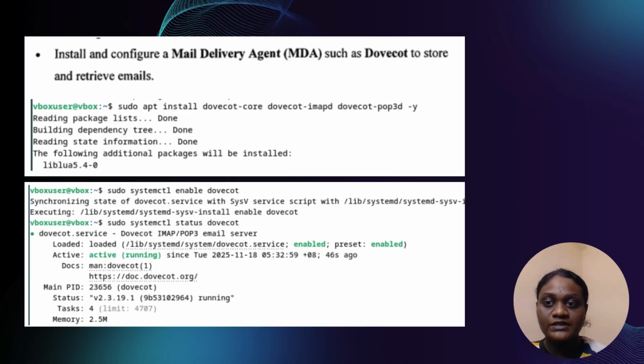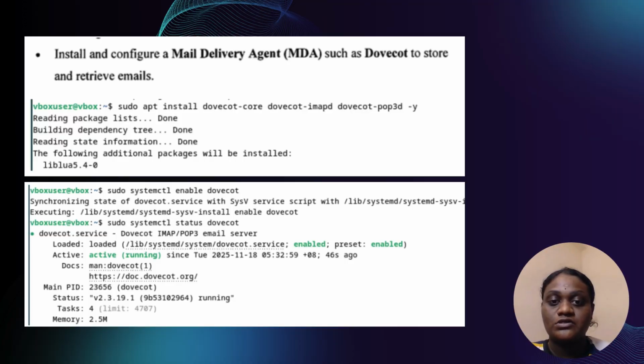After configuring the mail transfer agent, I move on to the mail delivery agent, which is Dovecot. Dovecot will allow users to access their email using IMAP and POP3. I install Dovecot and the required components with the command sudo apt install dovecot-core dovecot-imapd dovecot-pop3d. The packages include the core Dovecot service and support for both IMAP and POP3 protocols.